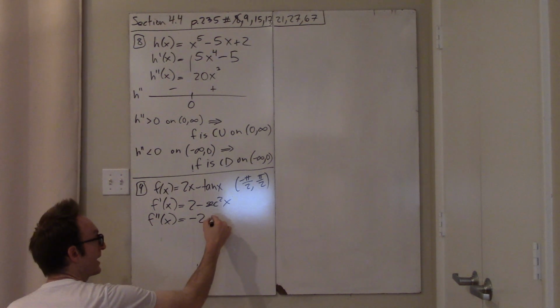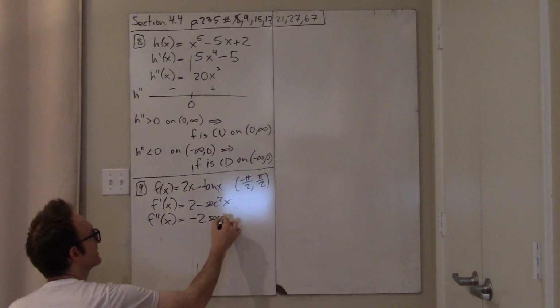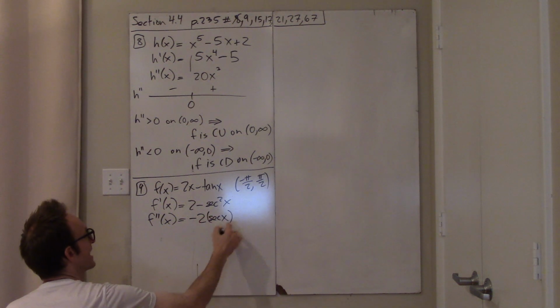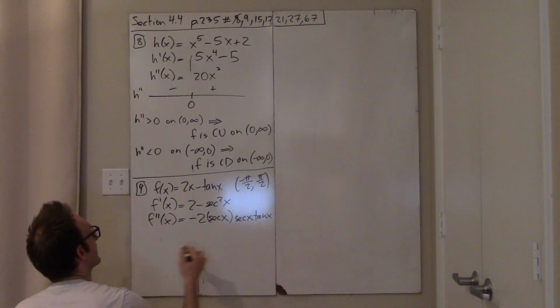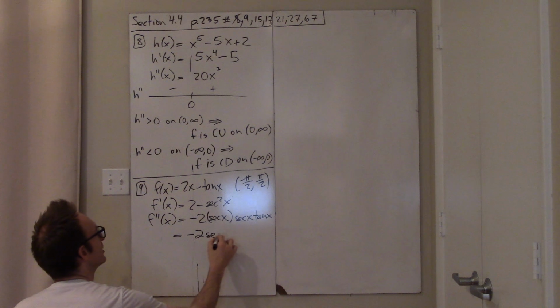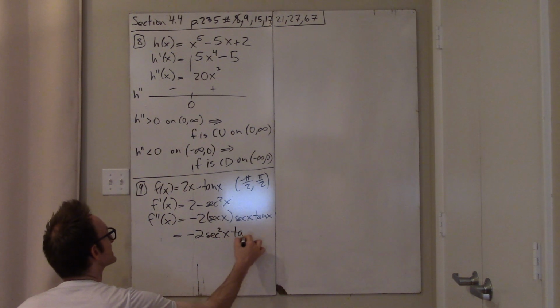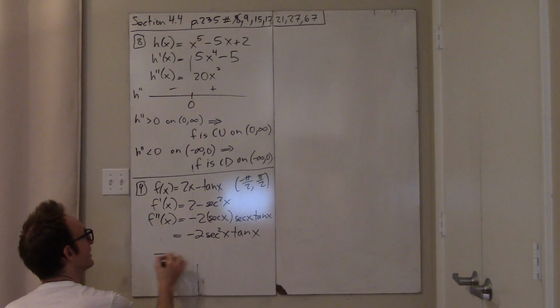Derivative of something squared is, well, it's just going to be secant x back inside for the derivative of secant, which is secant x tan x. And, alright, maybe this is a little bit silly. What we end up with is negative 2 secant squared x tan x. And now I have to make a sign chart for that. Well, that doesn't sound fun.